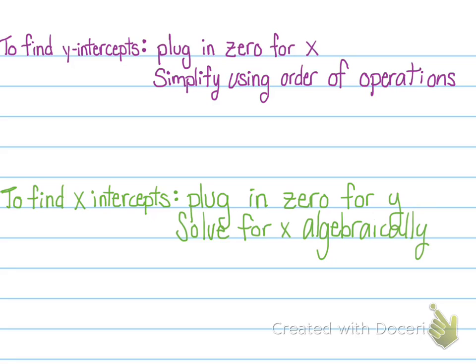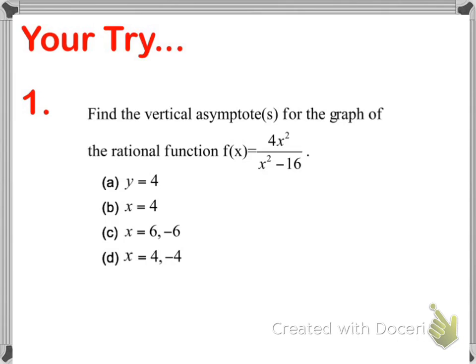And then there are a couple of practice problems that I'd like you to do, referencing back to your notes. The first problem I'd like you to take a look at is finding the vertical asymptote for the graph of the rational function f of x equals 4x squared divided by x squared minus 16. Again, I'm asking you to find the vertical asymptotes for this rational function.